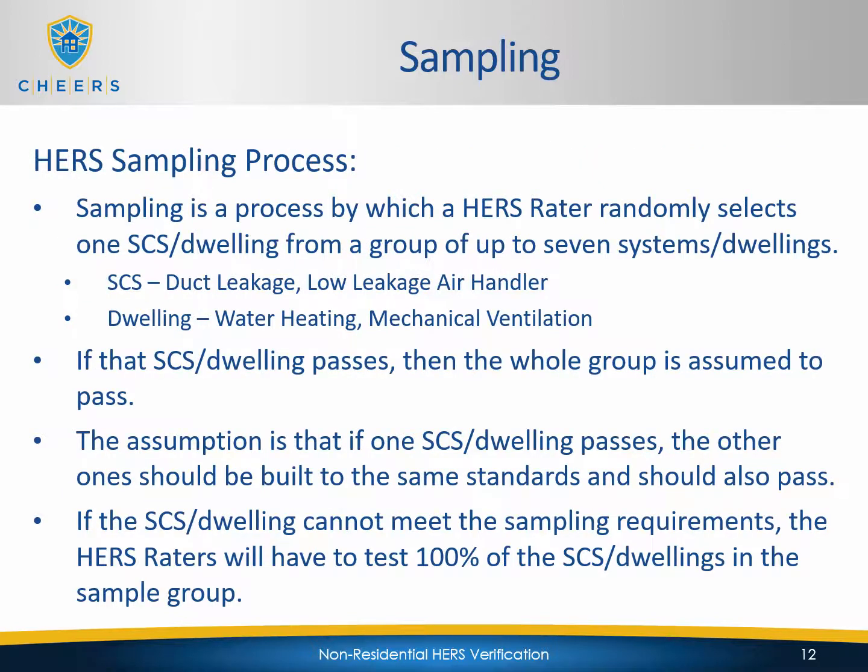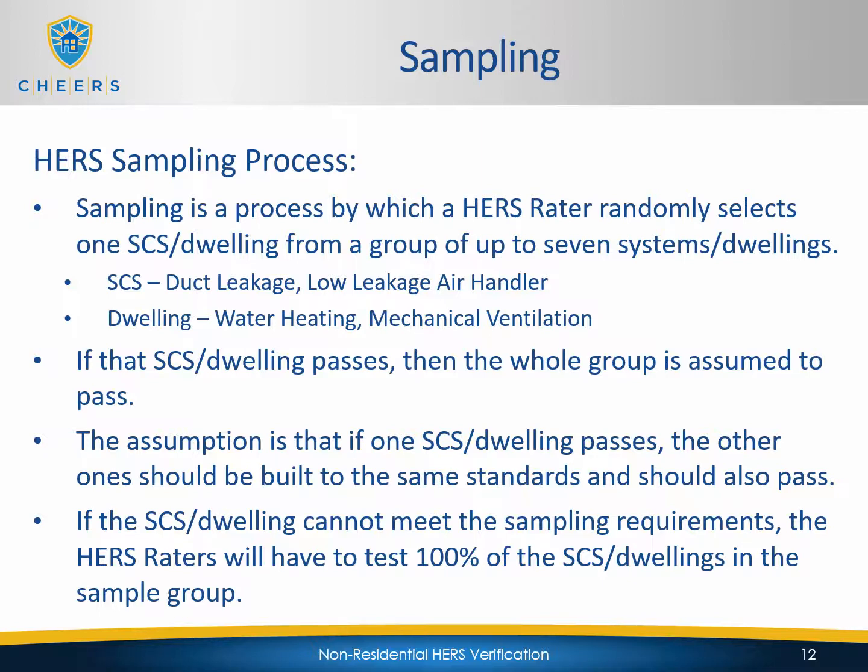When sampling for non-residential, we're going to be using what is called a closed sample group. Now you may recall a closed sample group consists of up to 7 either systems or dwellings. Again, on the non-residential side, we break these up a little bit differently. It's not simply by dwellings. You'll have your space conditioning systems that are going to be grouped together, and then you're going to have your dwellings that are going to be grouped together. So depending on what inspections you're performing will determine how you put these sample groups together. But again, you're going to be doing either 7 systems or 7 dwellings, or a combination thereof.